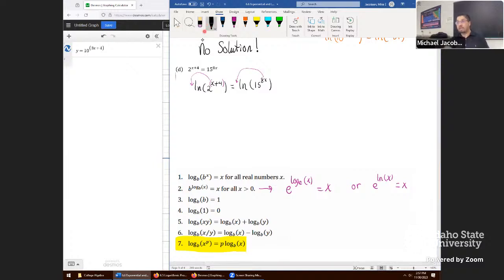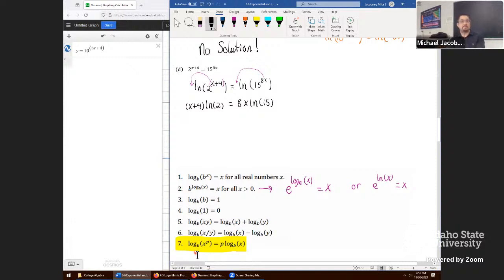Okay, so here's what it looks like when we actually use property 7. Arrows are just saying what we're about to do. x plus 4 is now a coefficient to the natural log of 2. Likewise, on the right-hand side, 8x is now multiplying natural log 15. And that's now a much, much friendlier equation to solve because x is no longer in the exponent. And that's what logarithms are really, really helpful for. Property 7 is a superstar here.